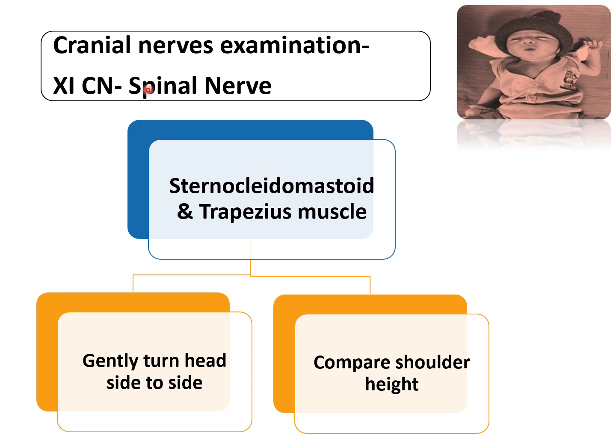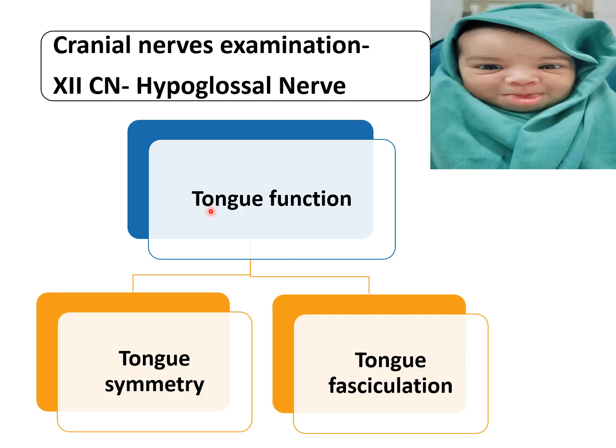Then for the spinal accessory nerve, the 11th cranial nerve, sternocleidomastoid and trapezius muscle, we have to turn the head gently side to side, and we have to also compare the shoulder height of the normal newborn baby. For the hypoglossal nerve, tongue function, tongue symmetry, when the baby is taking the feed, we can observe the tongue movements, tongue symmetry and tongue fasciculations.